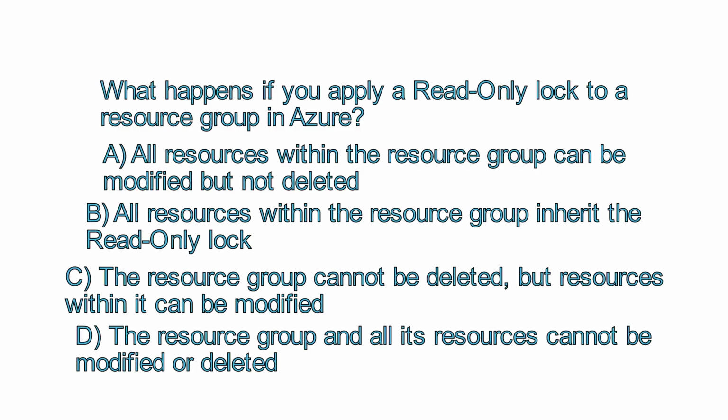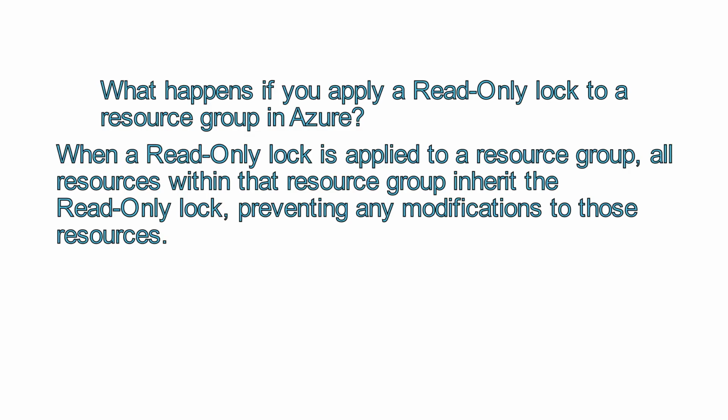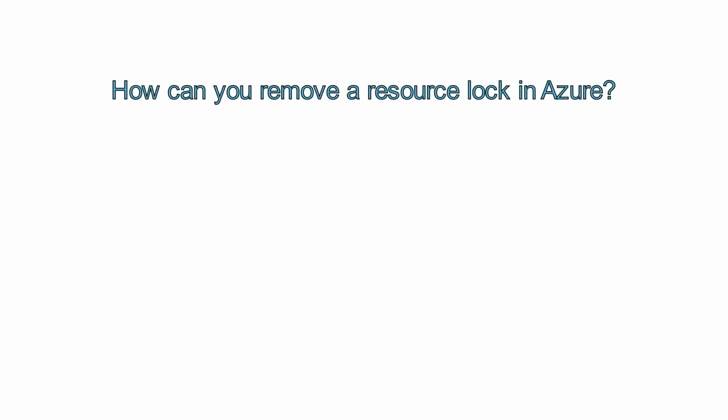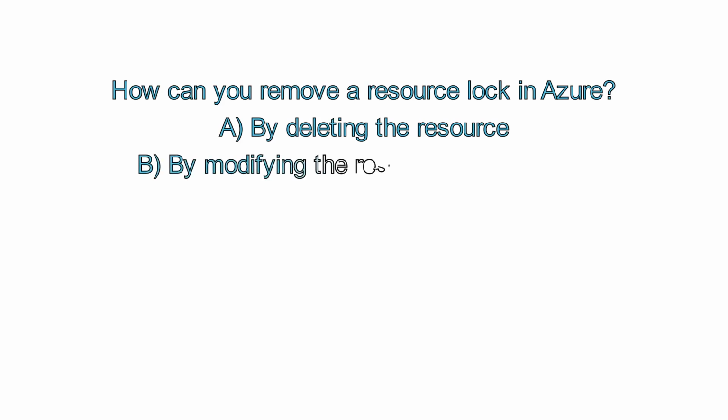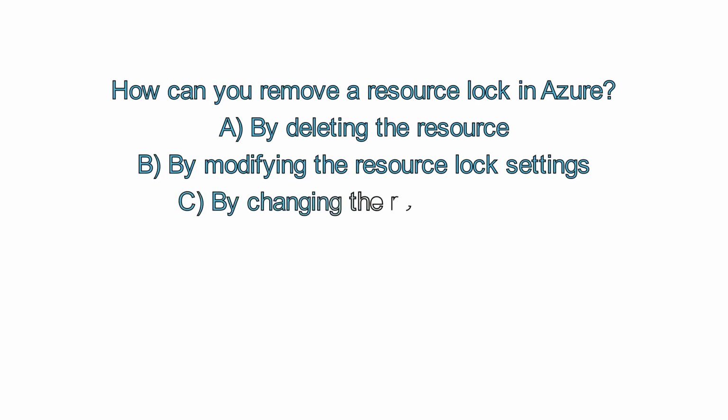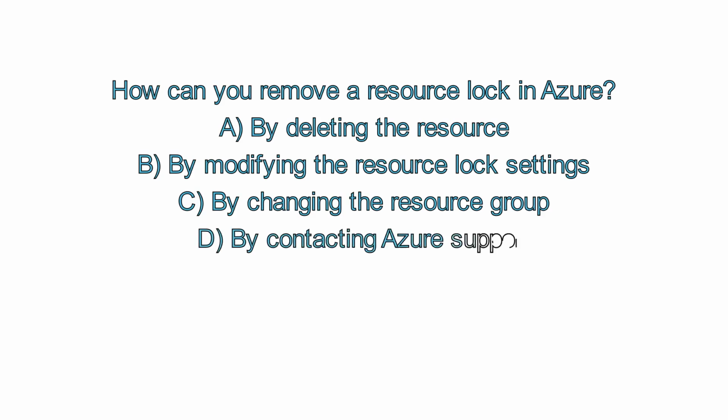The correct answer is B. All resources within the resource group inherit the read-only lock. When a read-only lock is applied to a resource group, all resources within that resource group inherit the read-only lock, preventing any modifications to those resources. How can you remove a resource lock in Azure? A. By deleting the resource. B. By modifying the resource lock settings. C. By changing the resource group. D. By contacting Azure support.